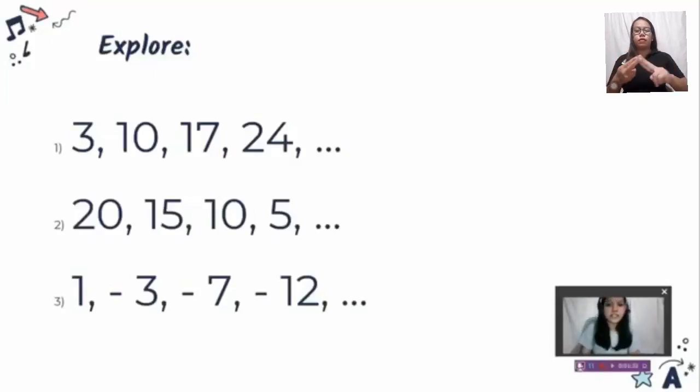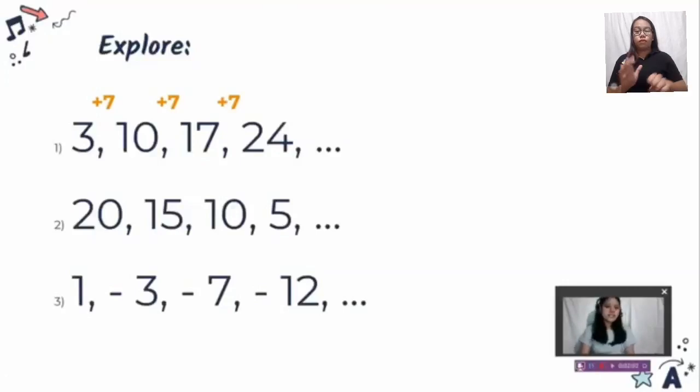Now let us try number 1. Our a sub 2 is 10, and our a sub 1 is 3. So 10 minus 3, that is positive 7. Our a sub 3 is 17, and our a sub 2 is 10. So 17 minus 10, that is positive 7. Our a sub 4 is 24, and our a sub 3 is 17. So let's get the difference. 24 minus 17, that is positive 7.